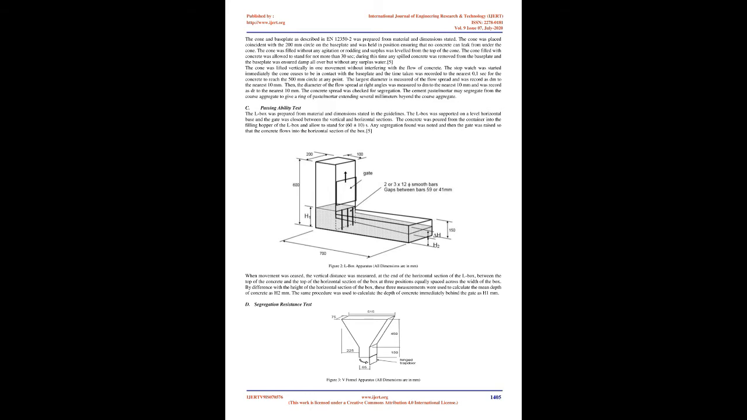The largest diameter of the flow spread was measured and recorded as dm to the nearest 10 mm. Then, the diameter of the flow spread at right angles was measured and recorded as dr to the nearest 10 mm. The concrete spread was checked for segregation. The cement paste/mortar may segregate from the coarse aggregate to give a ring of paste/mortar extending several millimeters beyond the coarse aggregate. See passing ability test.